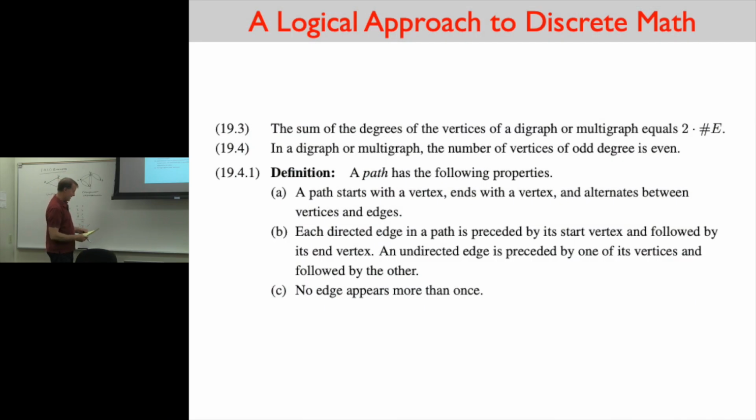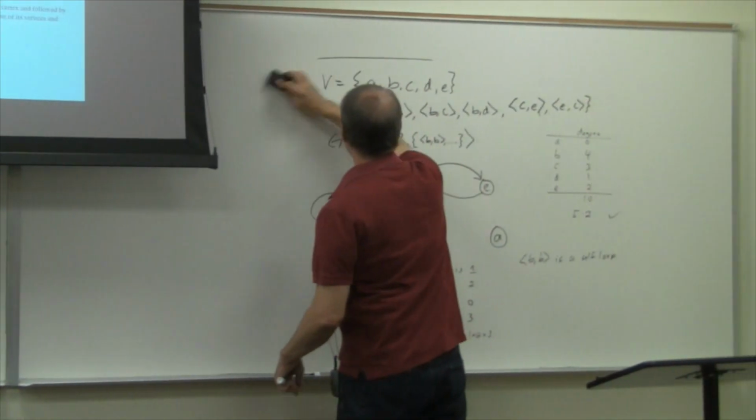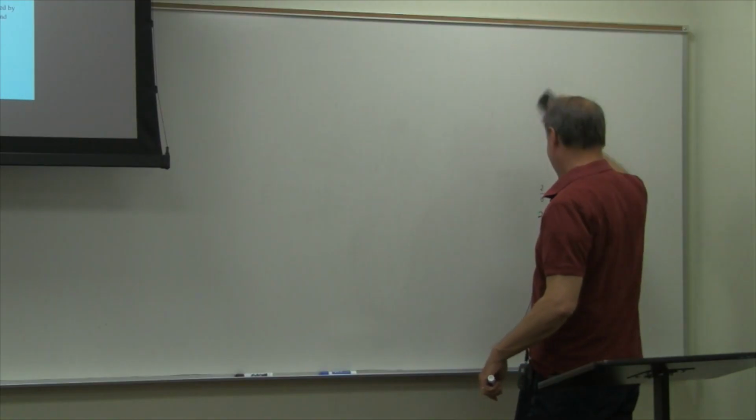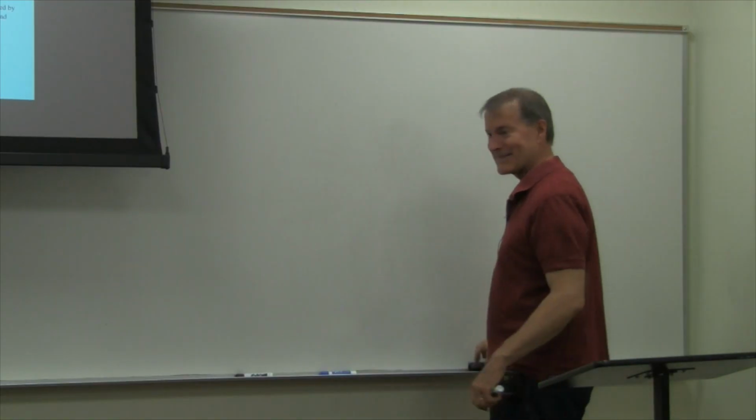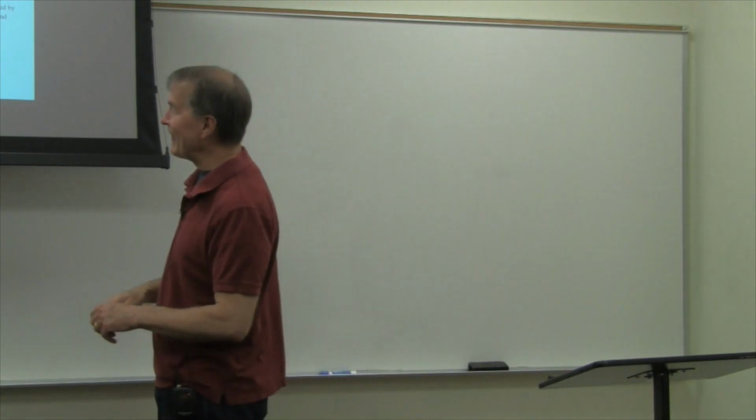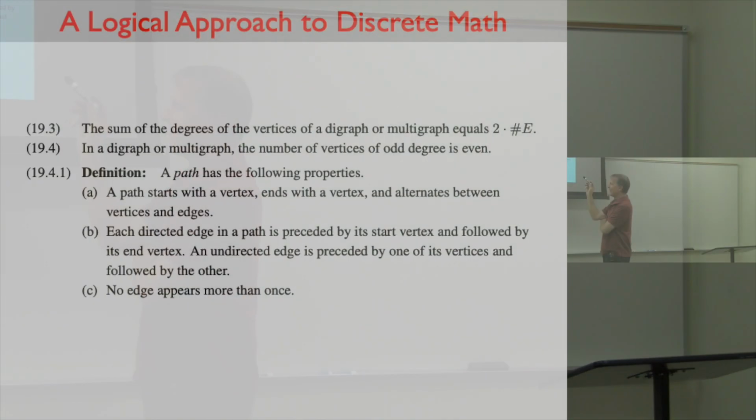Now how about 19.4? In a digraph or multigraph, the number of vertices of odd degree is even. Guess what you're going to do? We're going to watch you prove it. You're going to prove it. And how will you prove it? Explain it to us. Mathematical induction, good call.